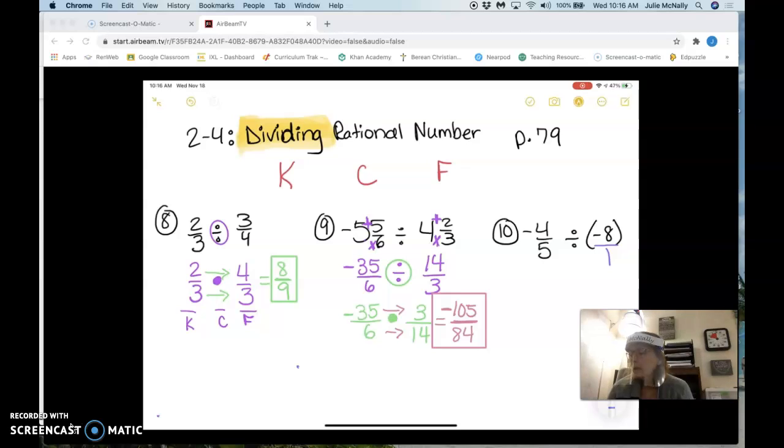And then I'm going to keep what? Negative 4/5. Good. Keep negative 4/5. Change what? Change the sign to multiplication, and then flip what? The 1 over 8. Negative 1 over 8.